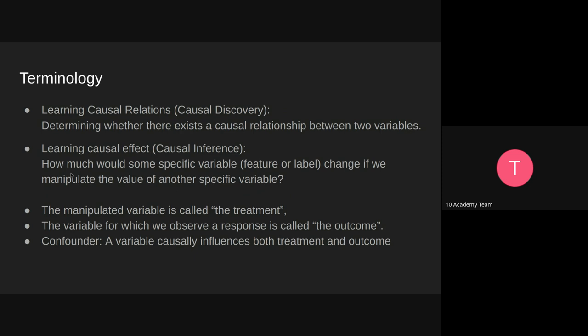Another thing is that we want to measure how much changing a specific variable is going to change a target variable, which we call the outcome. We want to see how much it will change if we change a variable that we call the treatment. So say we change X and measure the effect that happens in Y. We want to learn the causal effect, so not just the effect that happens in Y, but the effect that happens in Y as a result of changing X. This is the definition of the treatment and the outcome. So these are the terms.